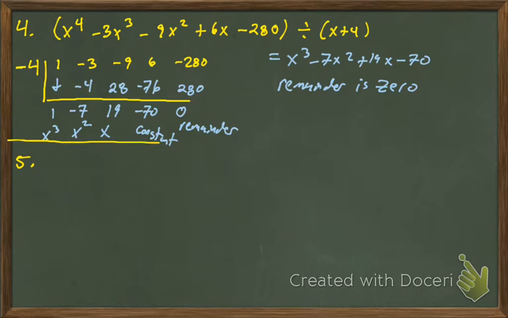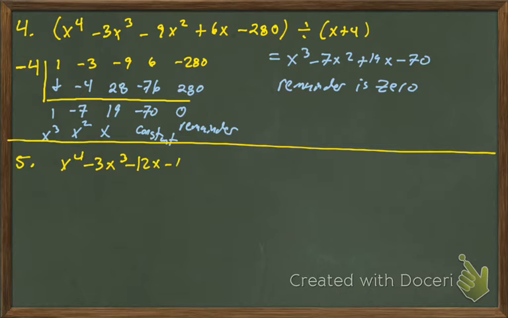So number 5 here, we're going to do x to the 4th minus 3x cubed minus 12x minus 14, and then we're going to divide that by x minus 4.